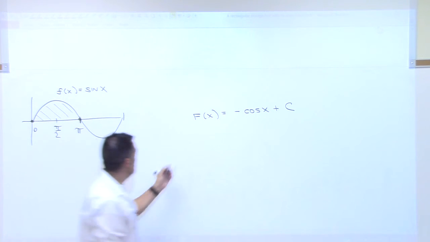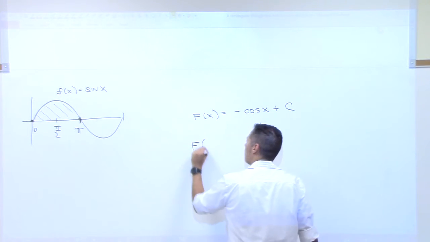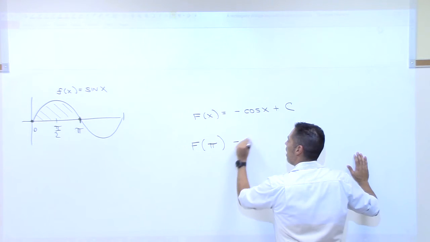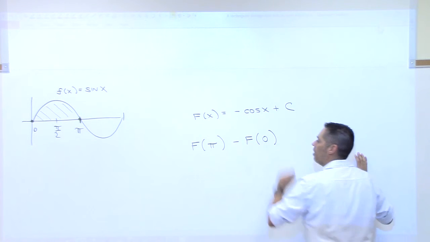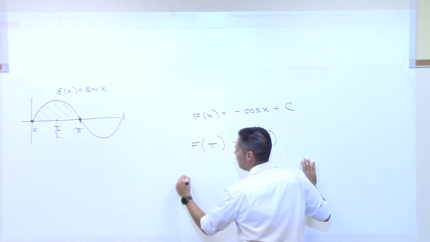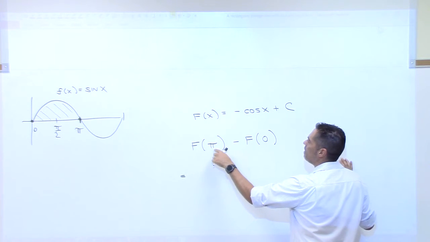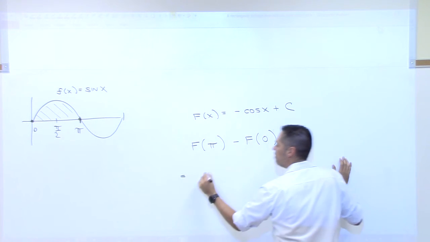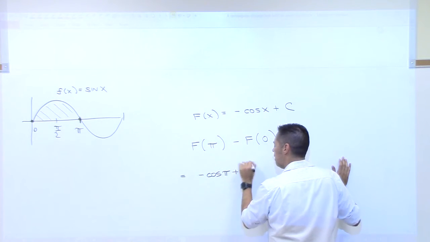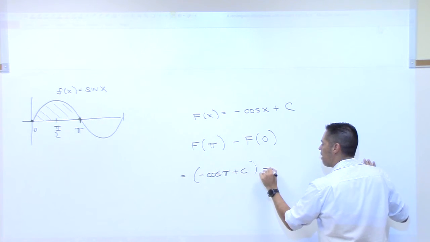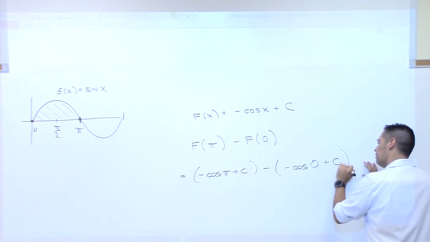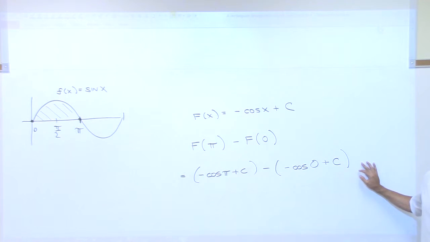So what I'm going to do is try and figure out what capital F at pi is first, which is the right endpoint. Then I subtract from it capital F at 0. So let's do that. Let's plug pi into here. I have negative cosine of pi plus c. And then I'm going to subtract from that negative cosine of 0 plus c. Right? Do y'all see what I'm doing?